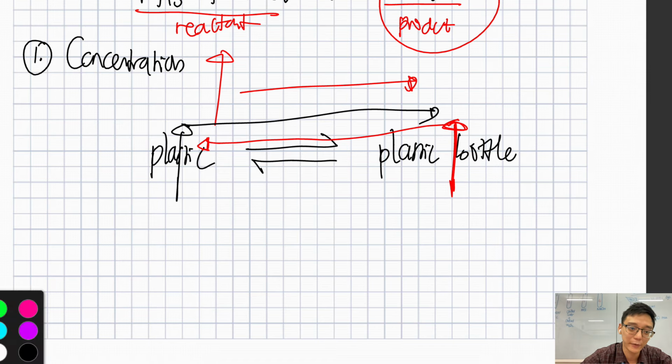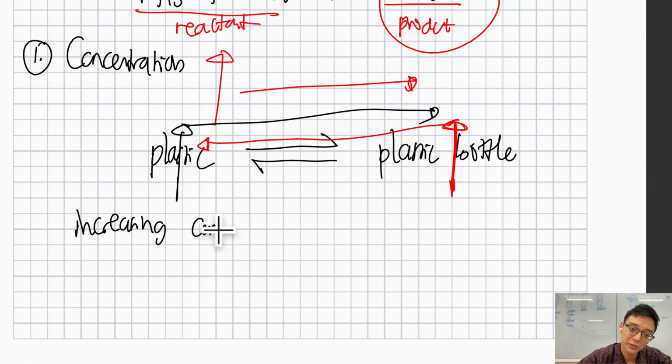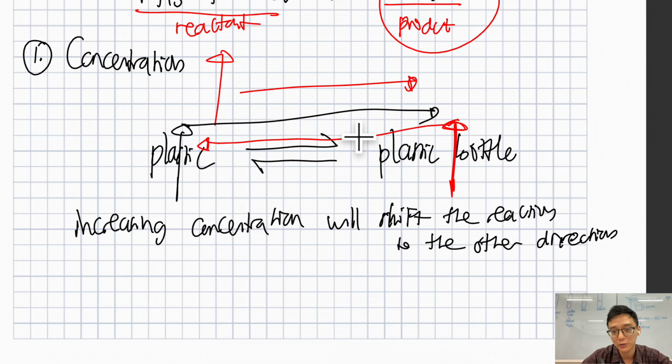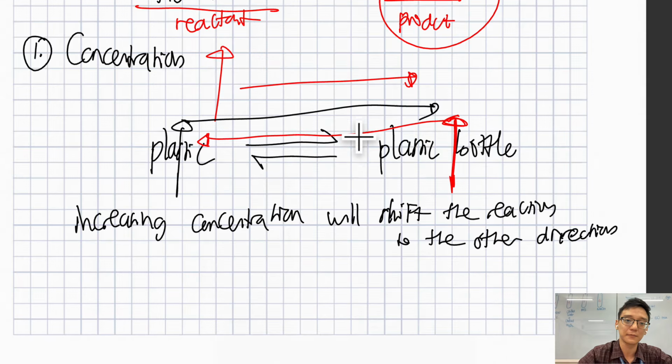So what's the main takeaway here, guys? Increasing concentration will shift the reaction to the other direction, meaning it will produce more of the other things on the other side. Increasing reactant will give more products, while increasing products will give you more reactants. So this is the first factor.